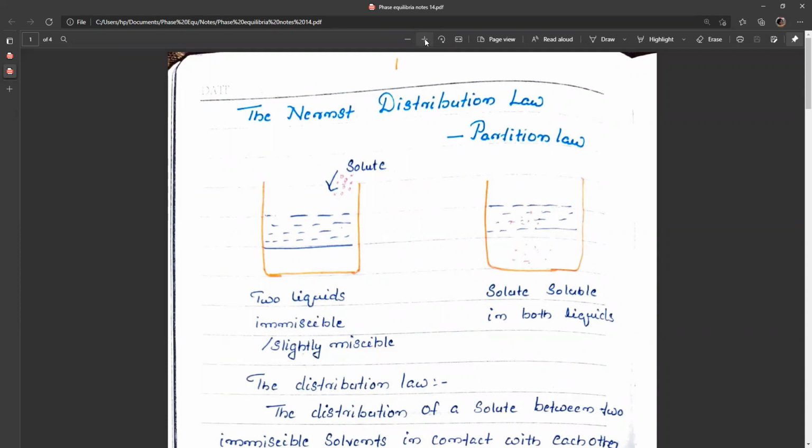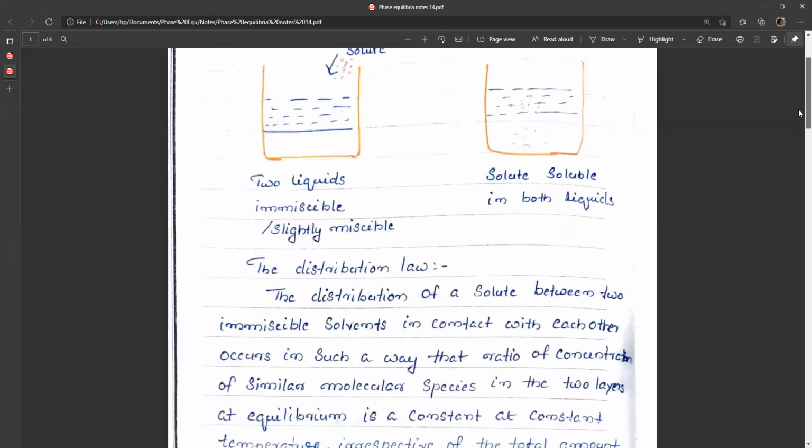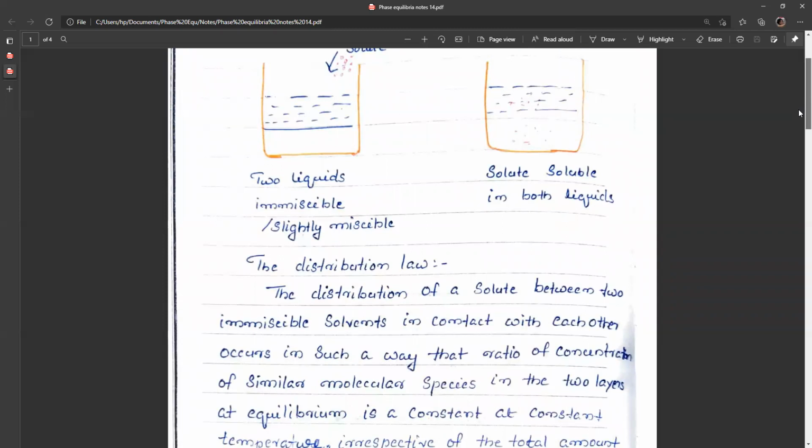What happens? To such a system of two immiscible liquids in contact with each other, we are adding a solute which is miscible with both the liquids. Then what happens to the solute? How the solute is distributed between the two immiscible liquids in contact with each other is given by the partition law or Nernst distribution law.